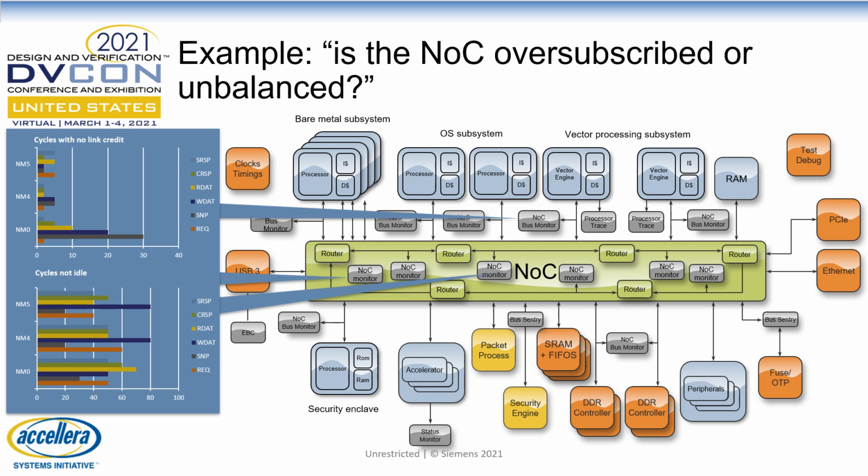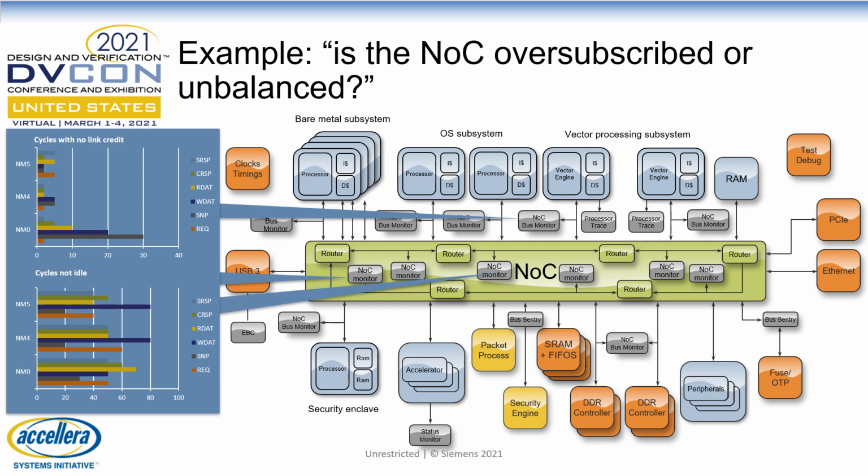In this example, we are configuring the NOC bus monitors to look at link credits and link activity. Within the NOC itself, we have those much simpler NOC monitors that are observing the credits inside the NOC. We're looking at various different kinds of credits inside the NOC, in this particular example, per channel credits. By looking at this collected data, we can see that at this NOC monitor point over here, we have a poor supply of Snoop credits and write data channel credits.